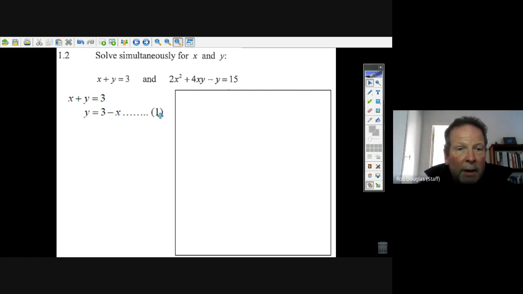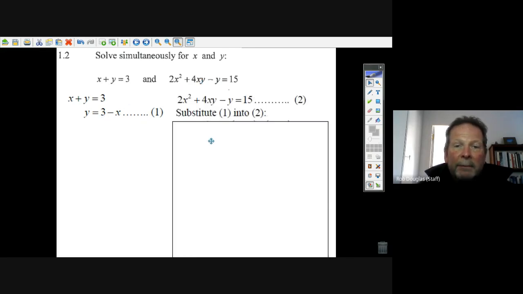That's your first equation. Now, if y equals 3 minus x, wherever you see y in this equation here, 2x squared plus 4xy minus y, we rub out the y, we put a bracket, and we substitute in 3 minus x. That's how we do it. We're going to substitute 1 into 2. So instead of y, there's a 3 minus x there. Instead of the y there, there's a 3 minus x.